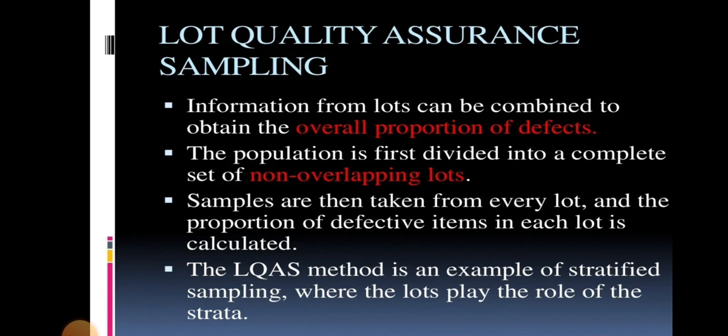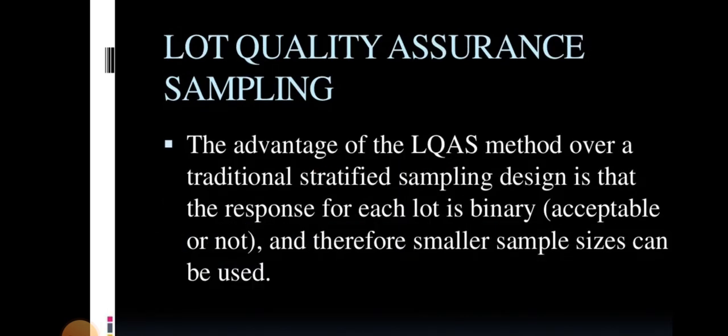Information from lots can be combined to obtain the overall proportion of defects. Here the population is first divided into a complete set of non-overlapping lots. Then the samples are taken from every lot and the proportion of defective items in each lot is calculated. The lot quality assurance sampling method is an example of stratified sampling, where the lots play the role of the strata. Here also the different strata, the lots, are divided.